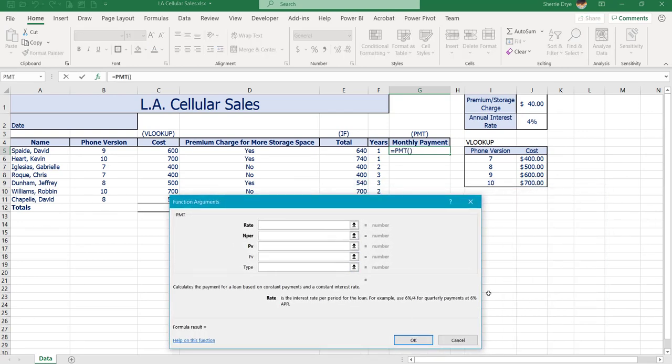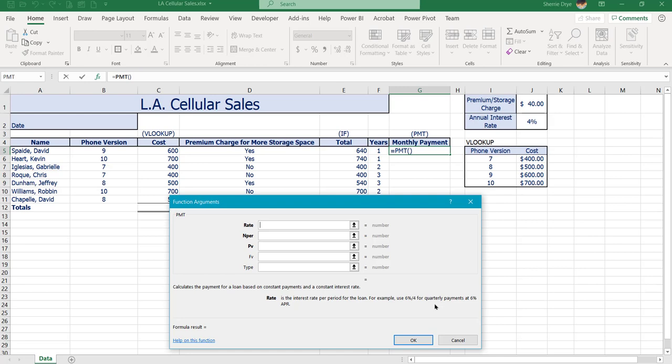All right, so in our case, we only need to complete the first three items in this dialog box for the payment function. This payment function calculates the payment for a loan based on constant payments and a constant interest rate. Notice that the annual interest rate is 4%. Then we've got the number of years and the total here. So the first thing we need to complete is the interest rate. It's the interest rate per period for the loan.